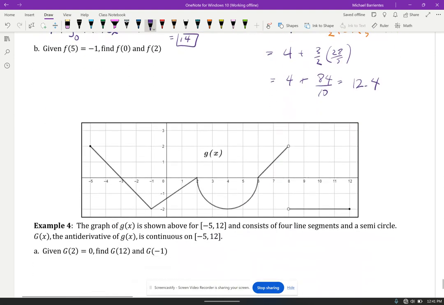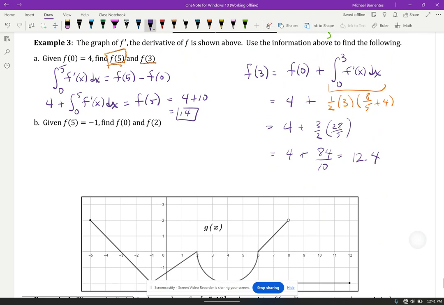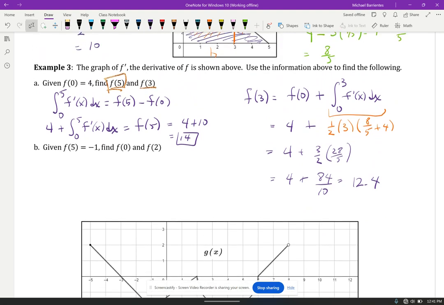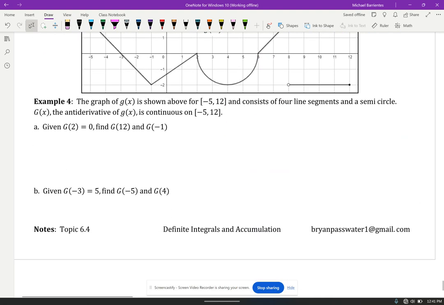In the next video, I'll do this bottom one. I'm going to skip letter B here because I think we got the idea from these two and letter A. But we'll do one more video for example 4, and then we'll be done with this accumulation model.